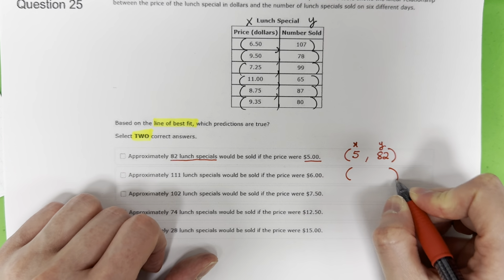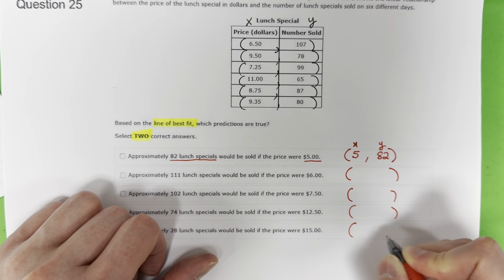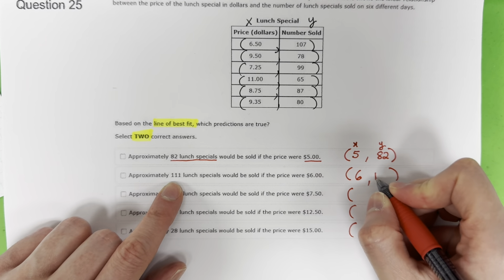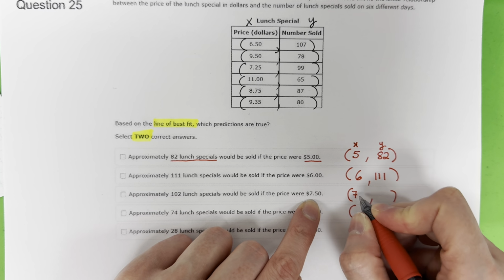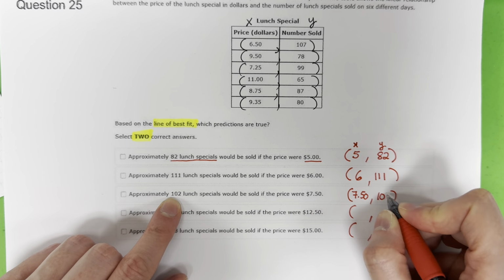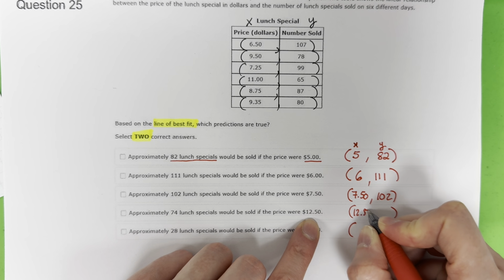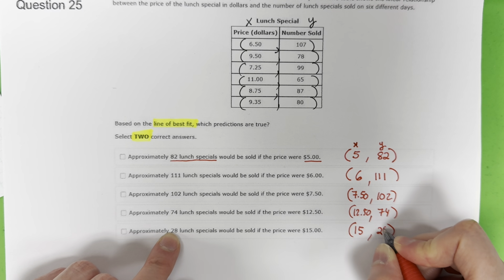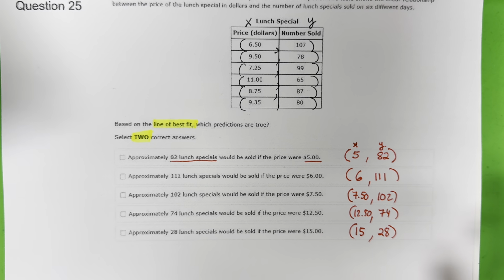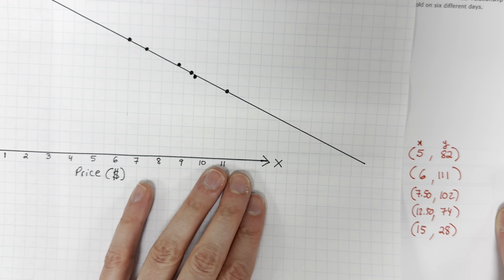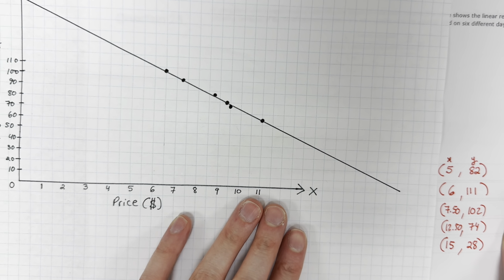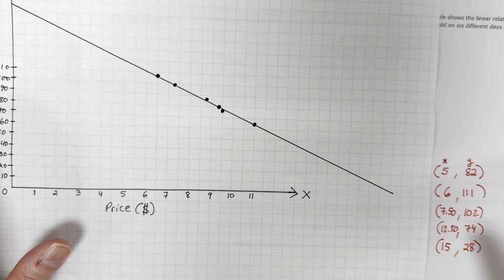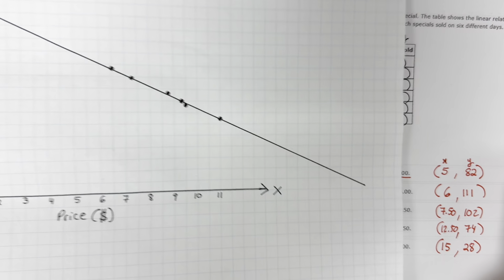Okay, let's go ahead and do all our ordered pairs just like that. Remember, dollars is X, and then lunch specials is Y. Again, 7.50, 102, 12.50, 74, 15, 28. There we go. Now we're going to put these points on our graph and see which ones touch the line. If they touch the line, then they're good. If they don't touch the line, then it's not a good prediction. And remember, we're going to need to pick 2.